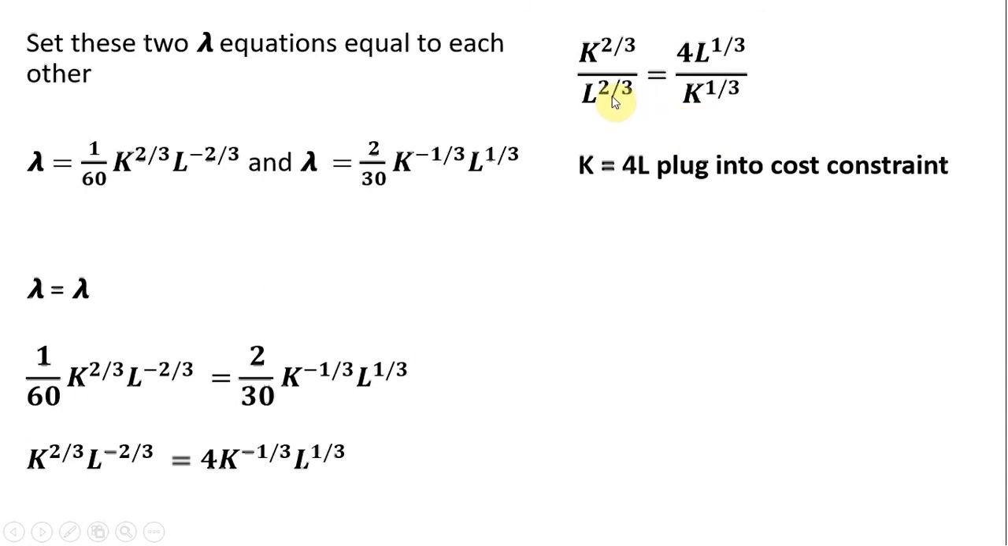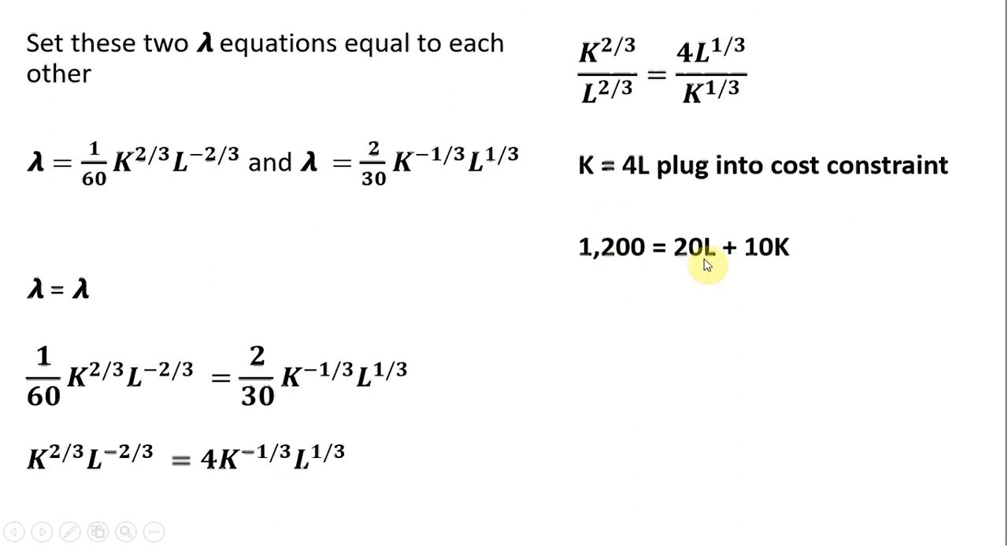Next, we will multiply both sides through by L to the 2/3. So L to the 2/3 times L to the 1/3 is just L. And then we're going to do a similar thing with the K term, multiplying both sides through by K to the 1/3. K to the 1/3 times K to the 2/3 is just K. So we got this key result that K equals 4 times L.